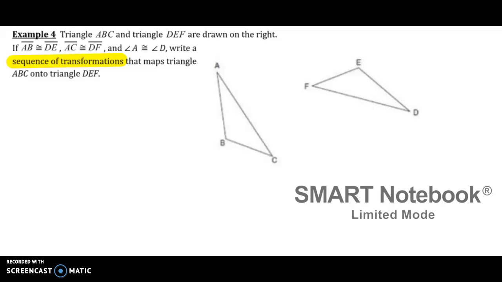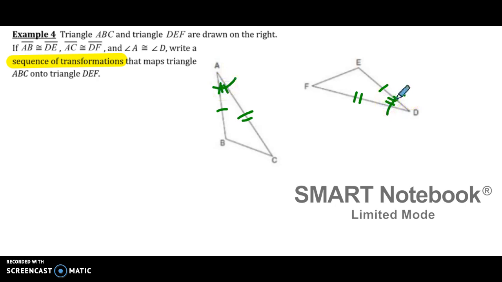This is Unit 3, Lesson 7, example number 4. So triangle ABC and triangle DEF are drawn on the right. If AB is congruent to DE, notice I'm annotating my diagram, AC is congruent to DF, and angle A is congruent to angle D.